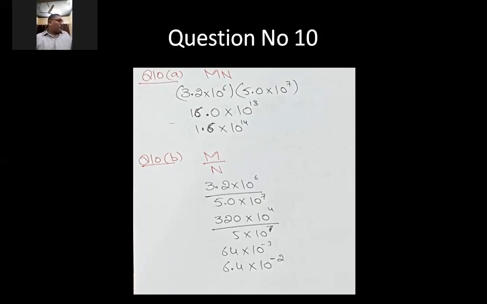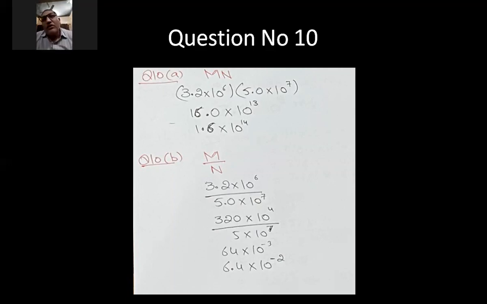Now that we know the values of m and n, the m value is 3.2 × 10^6, and multiply with the 5 × 10^7. So you can multiply them. 3.2 multiplied by 5, that's 16. And these powers will be added, so it will be 10 raised to the power 13. So it will be 1.6 × 10^14, because when I move the decimal one step to the left, a power will be added here, so it becomes 14. So the final answer is 1.6 × 10^14. So this is how you do it manually.